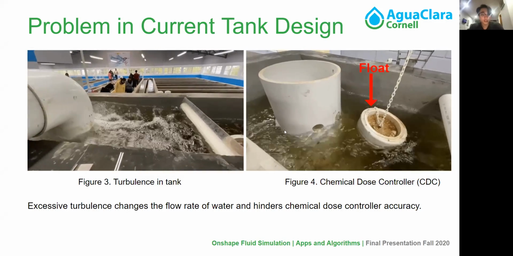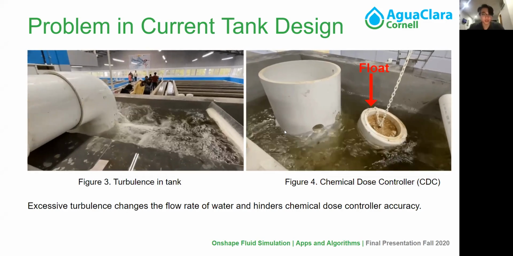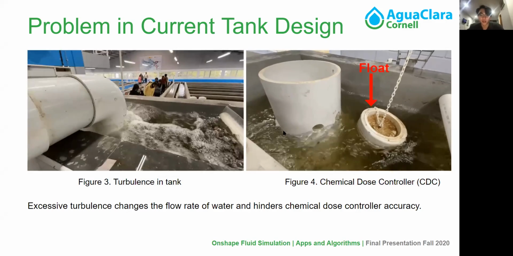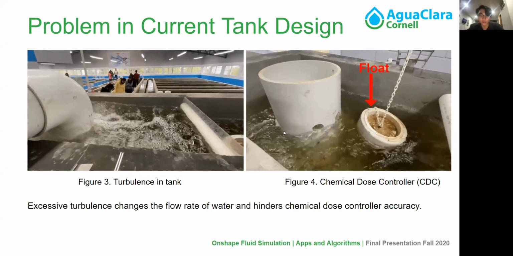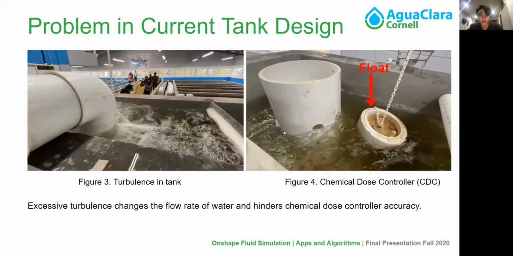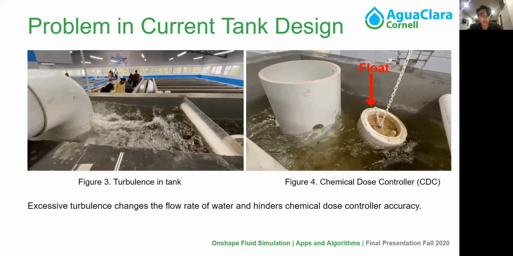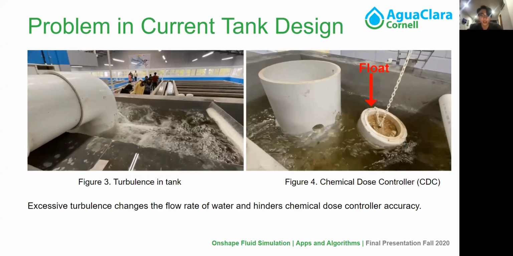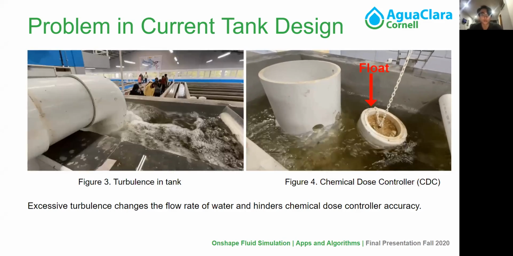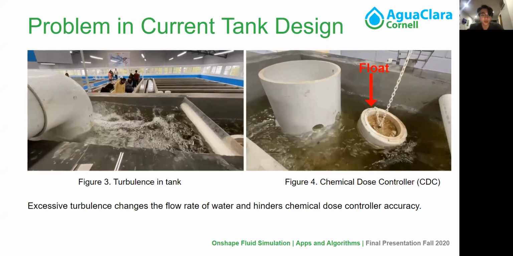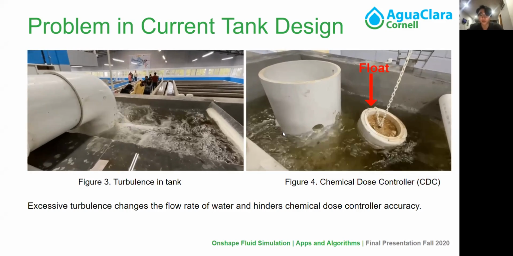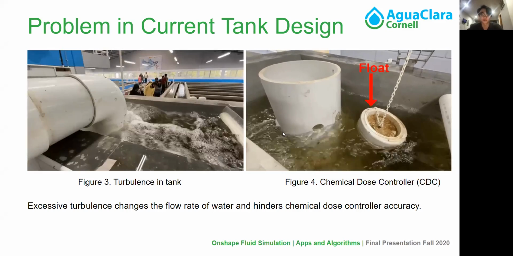We are trying to decrease the turbulence of the water in the tank because it's affecting the water flow rate. The turbulence also affects the chemical dosage controller, which affects the dosing of chemicals in the water, such as chlorine and cleaning agents. This is dangerous because high levels can be carcinogenic, while lower levels can prevent water from being cleaned thoroughly. Figure 3 shows the turbulence in the tank, and figure 4 shows the chemical dose controller.